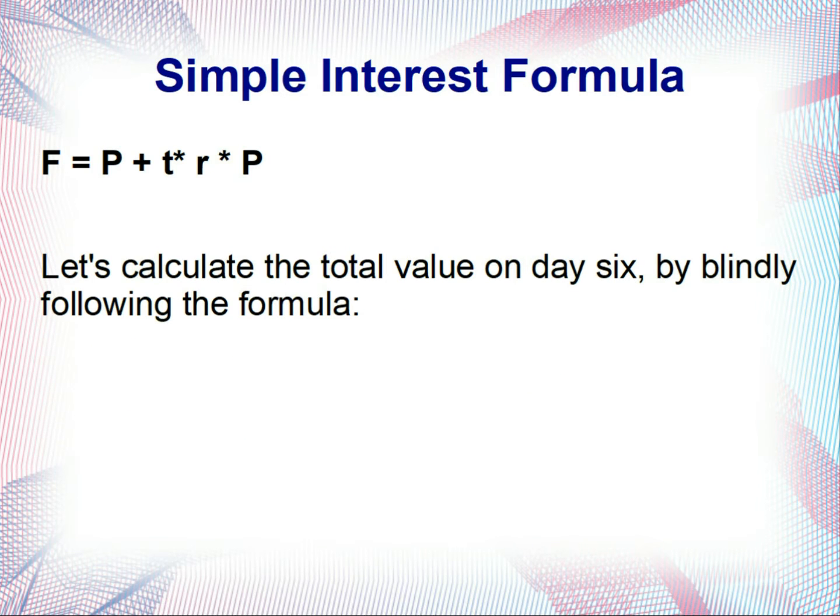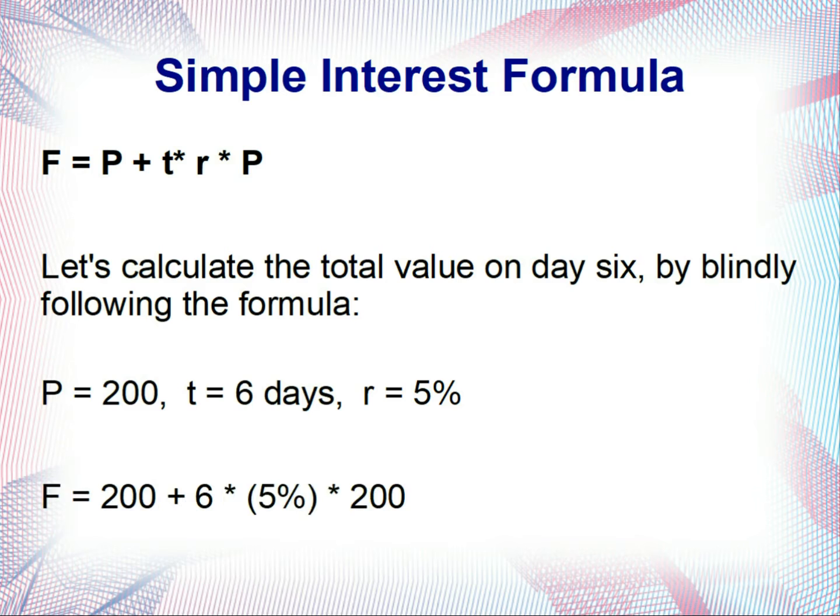So I'm going to calculate total value on day 6 just by plugging the numbers into the formula. So P is 200, T is 6 days, R is 5%. So if we plug into the formula, it looks like this, and then I would finish working it out. Remember that 5% really should be 5 over 100, but we don't write it that way.